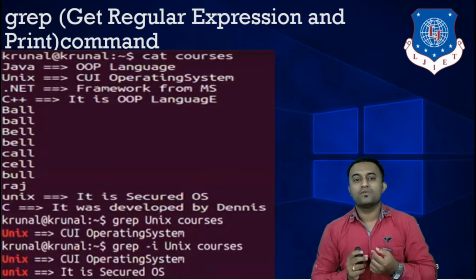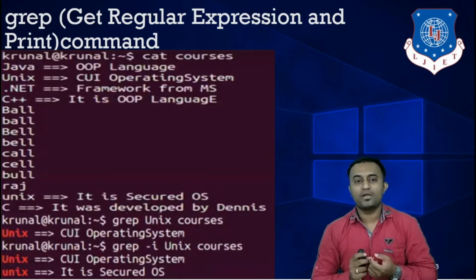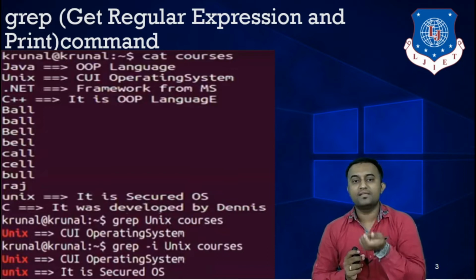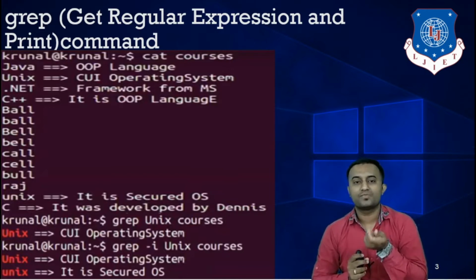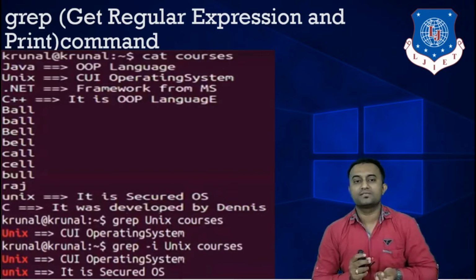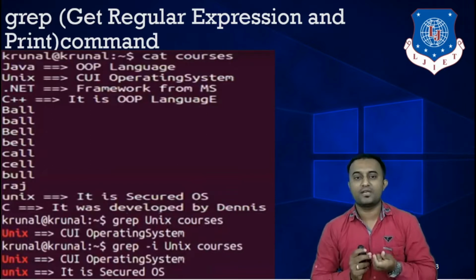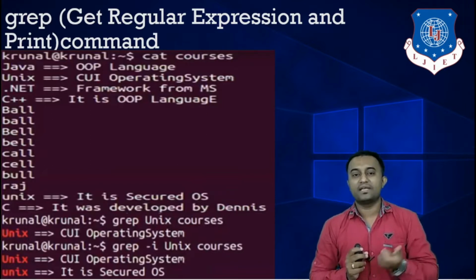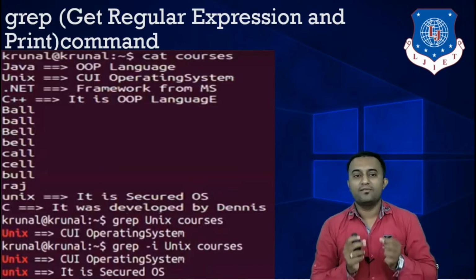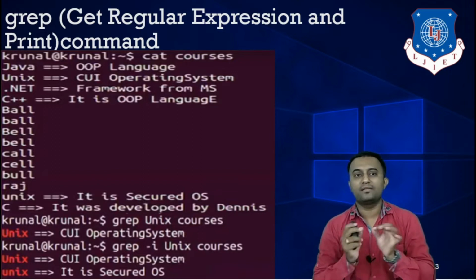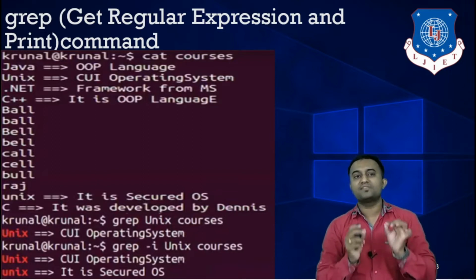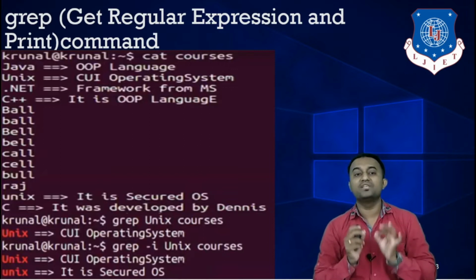Okay. So once you press enter, what will it do? It will find this particular pattern, Unix, from the courses table, or you can say file. In this case it is not a table, we can consider it as a text file. And it will match that pattern, and the pattern-matched row will be displayed as output.